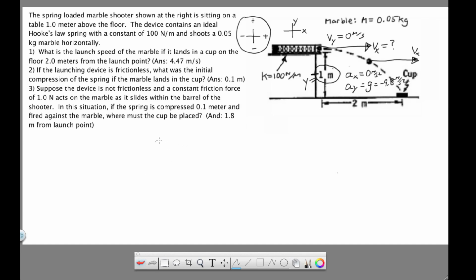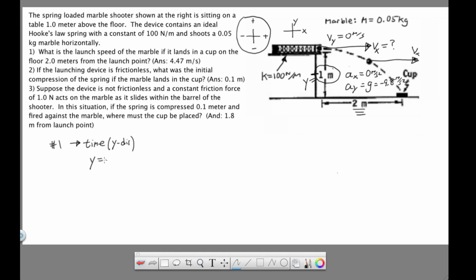Okay, so to do number 1, what we're going to do first is solve for time in the air. How much time does the marble spend in the air? In this situation, there's not enough information to figure this out with the x direction, because all we know about the x direction is that it travels 2 meters in the x and that the x velocity is constant. There's no way to get time from the x direction, but we can find time with the y direction.